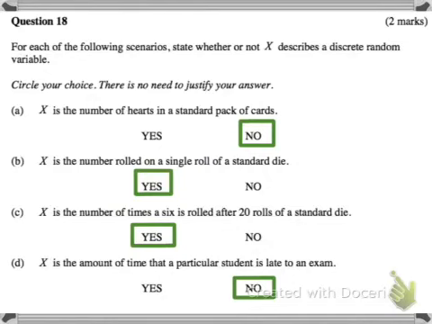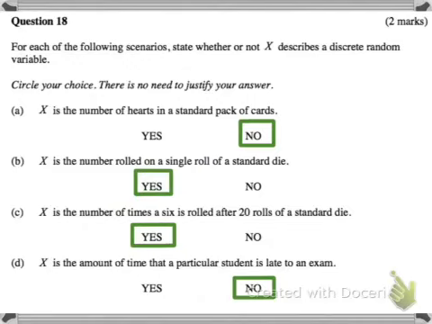Second one, X is the number rolled on a single roll of a standard die. That's an experiment, the outcome is unknown, so it's a variable, and the number is either going to be 1, 2, 3, 4, 5 or 6. So it's indeed a discrete random variable. X is the number of times a 6 is rolled after 20 rolls of a standard die. That's also a yes in that situation as well for similar reasons.